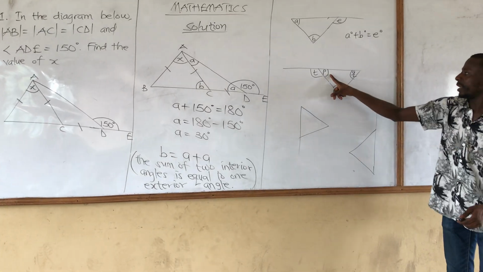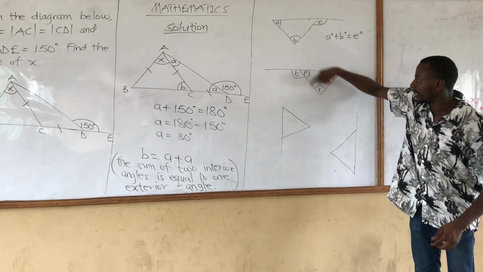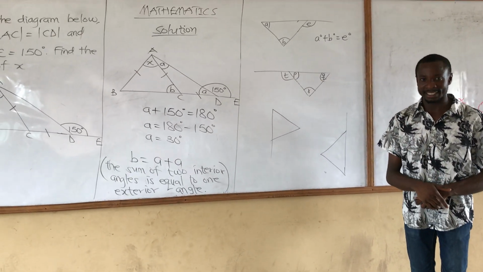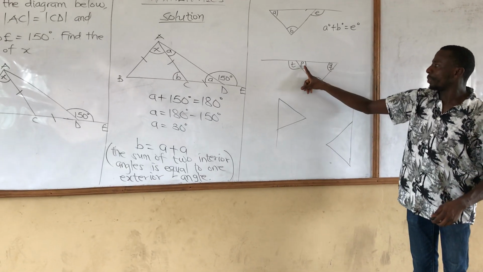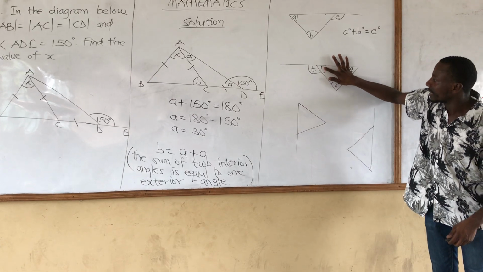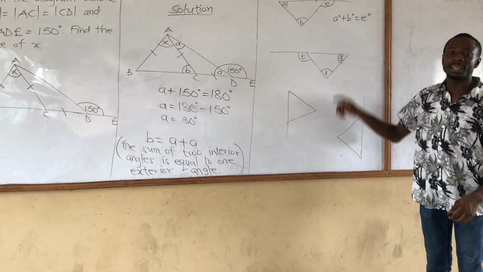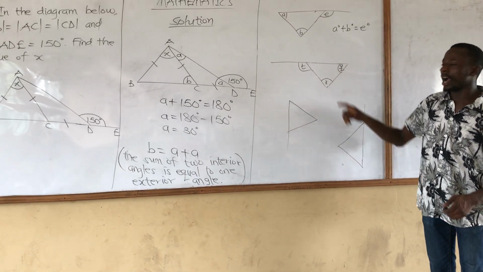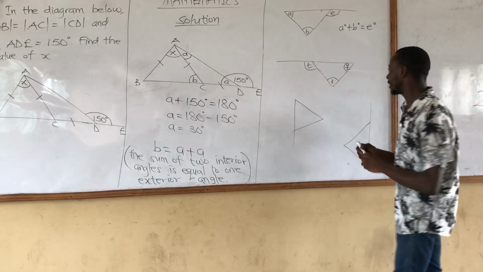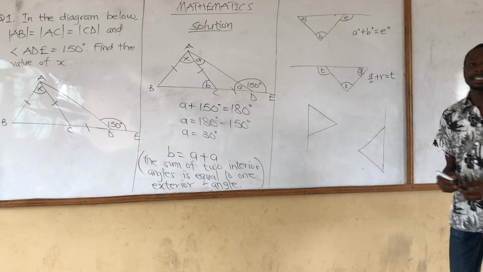Alright. P, Q, and R are all interior angles because they are found within the triangle. But T is found outside, and that is why we call it an exterior angle. From here, P is very close to T. Because P is very close to the exterior, we just take it off. There will be two remaining angles here. So Q and R, we sum up together, and it is equal to the exterior angle T. Let's look at the third example.